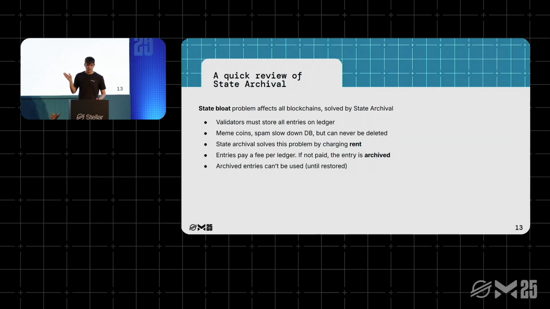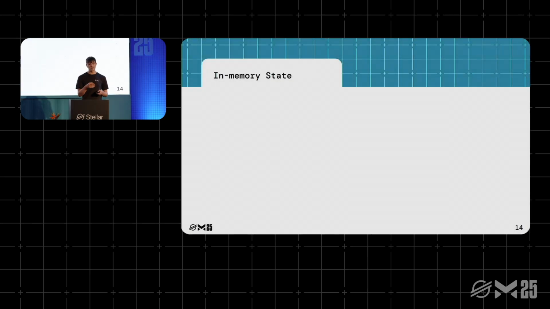This is just background. Y'all know this. We've had rent since Protocol 20. But even though we've had rent in the state archival system, and y'all have been paying the fees, you haven't actually seen any benefits from it. That is, until now. So enter in-memory state. State archival in and of itself doesn't actually really help us at all. It's just more fees and kind of a complicated restore and archival system for contract developers.